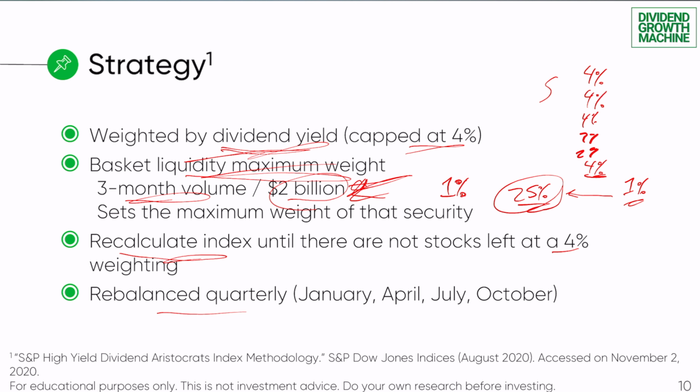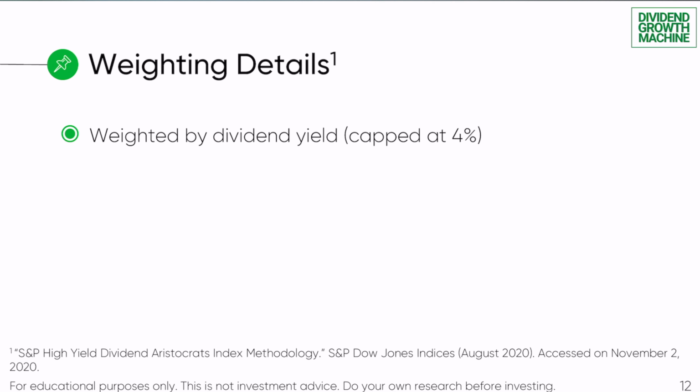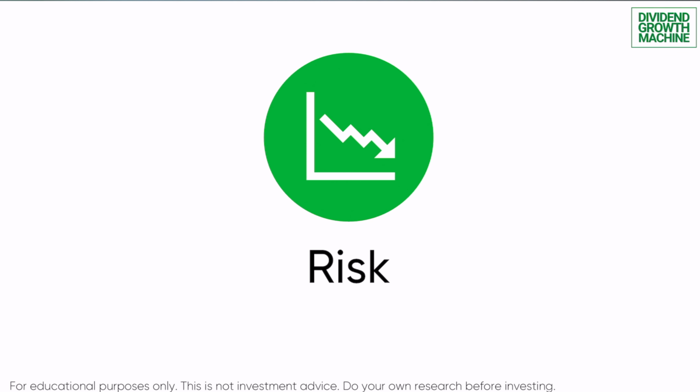It is rebalanced quarterly in January, April, July, and October. The diversification: this ETF has no sector constraints, and it also has no minimum stock number. And then the weighting details, as we talked about, it is weighted by dividend yield with a cap at 4%.